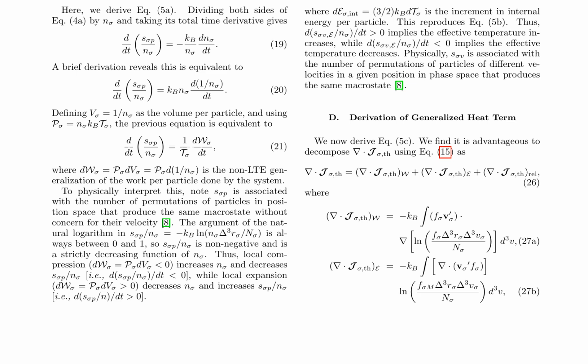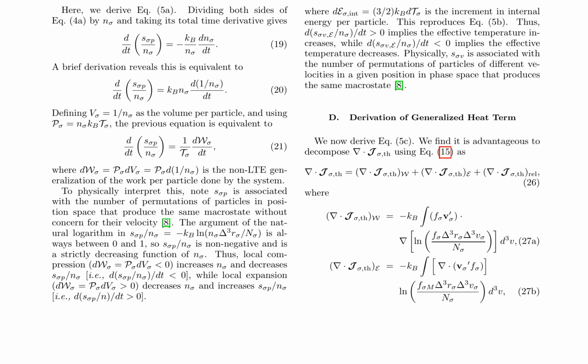The generalized energy term, equation 5b, is derived by decomposing the velocity space kinetic entropy density into two components, including the relative entropy related to the Kullback-Leibler divergence. Equation 25 reproduces equation 5b, and physically, the effective temperature increases or decreases depending on the sign of d s_sigma,v,E over n_sigma dt.